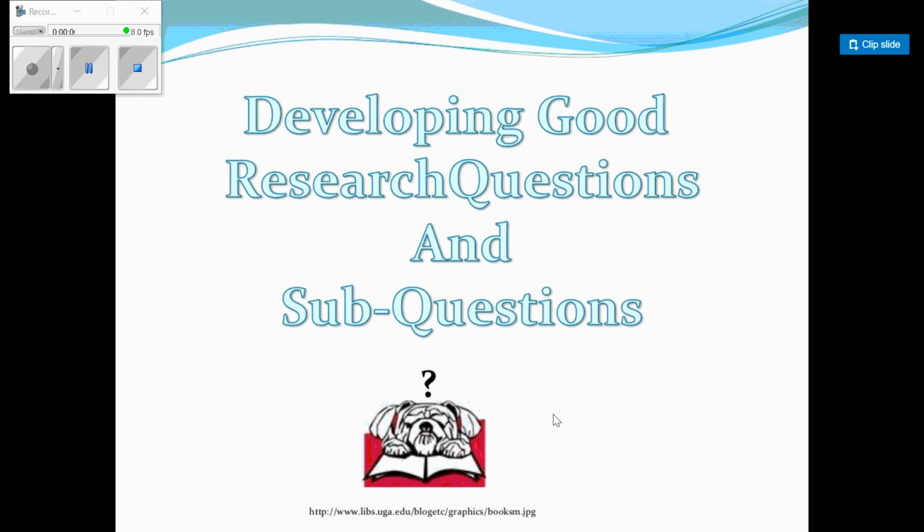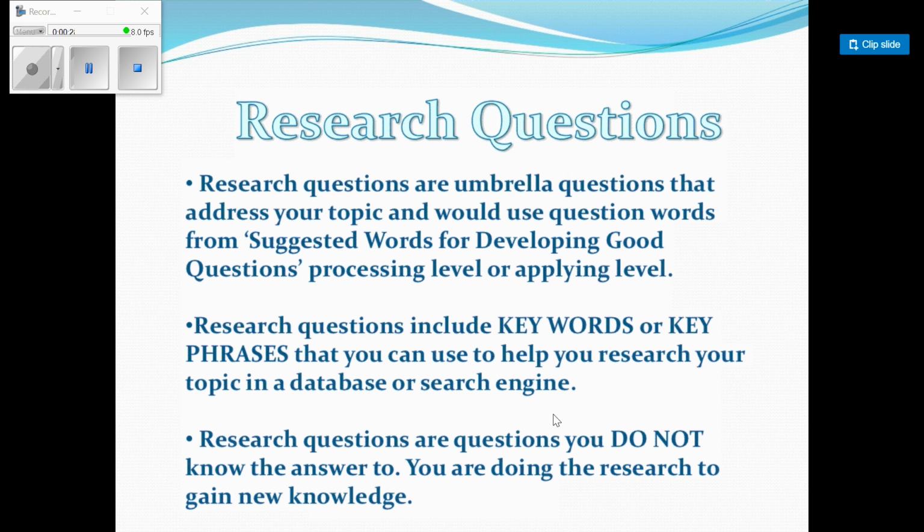Hi, fourth graders. Let's talk about writing what we call a guiding question, or developing good research questions and sub-questions. Your guiding question is going to be something that drives your research. It's going to give you a starting point to show you what to look at for your Genius Hour project. So, here's some tidbits about research questions or guiding questions.